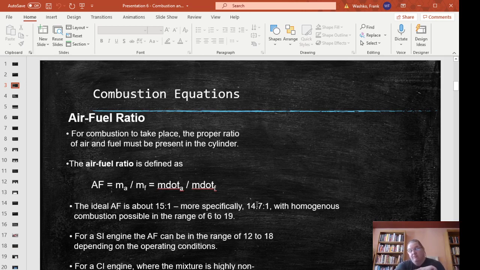So the 14.7 only applies to gasoline. You have a much higher fuel ratio that you deal with in a diesel engine. For the purposes of the combustion equations, I'm going to focus on gasoline in this discussion, although in the after treatment, I'm going to talk about diesel.